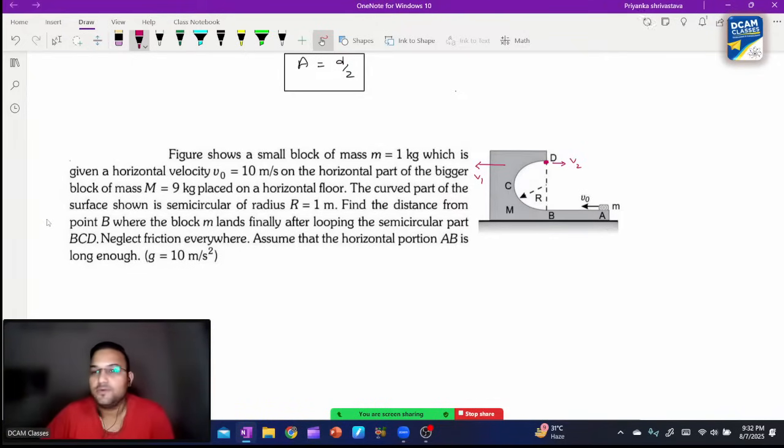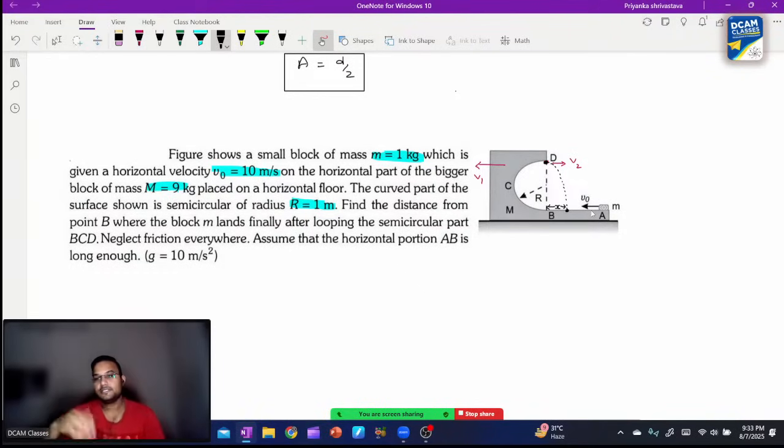Radius, initial velocity of 10 meters per second, capital M mass, small m mass, everything is given to us. What they are asking is: when it comes out of this trajectory, where will it fall on the capital M block? This distance they are asking.